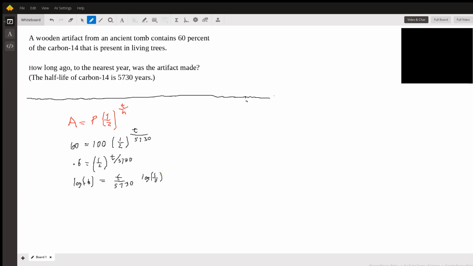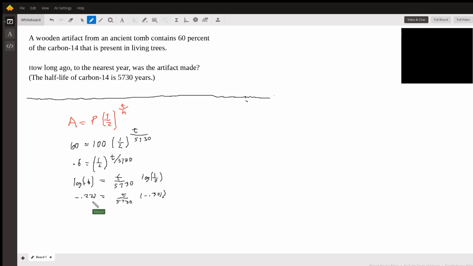Okay. And now we'll just replace these things with what the calculator gives us. So log of 0.6 is negative 0.2222, let's call it. That's equal to t over 5730 times the log of a half, log of 0.5, which is negative 0.301.